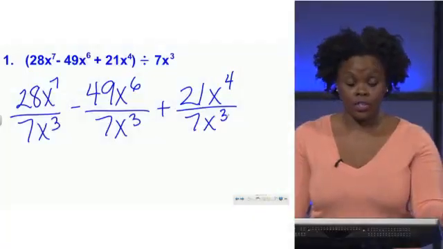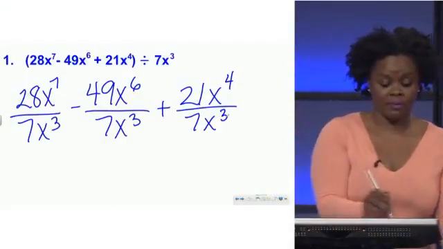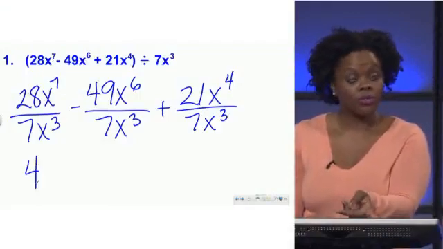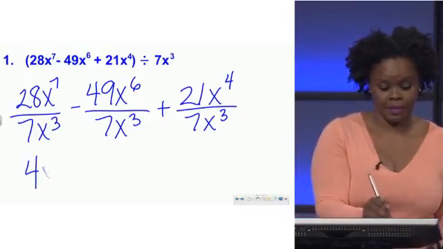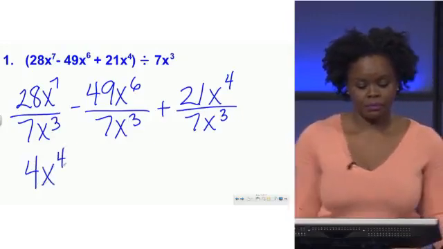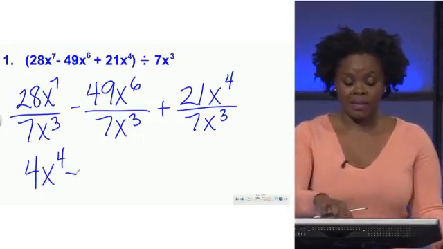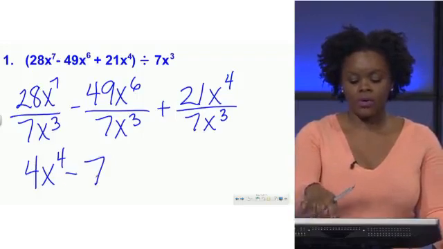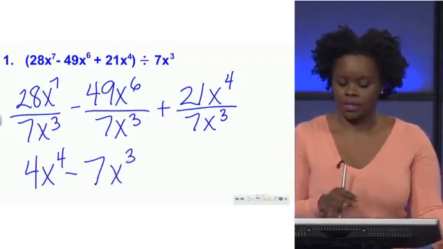If I handle my coefficients first, 28 divided by 7, that's 4. Subtract my exponents here. So 7 minus 3, that's 4. All right. Minus 49 divided by 7, that's 7. Subtract my exponents, and I get 3. All right, got that chunk.